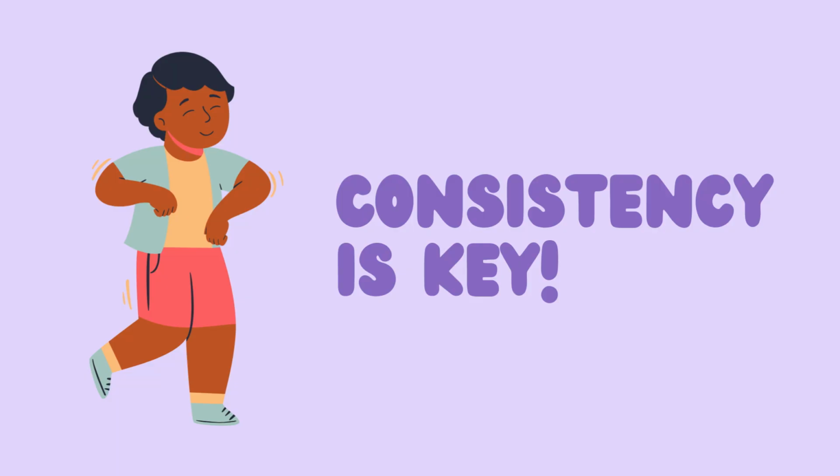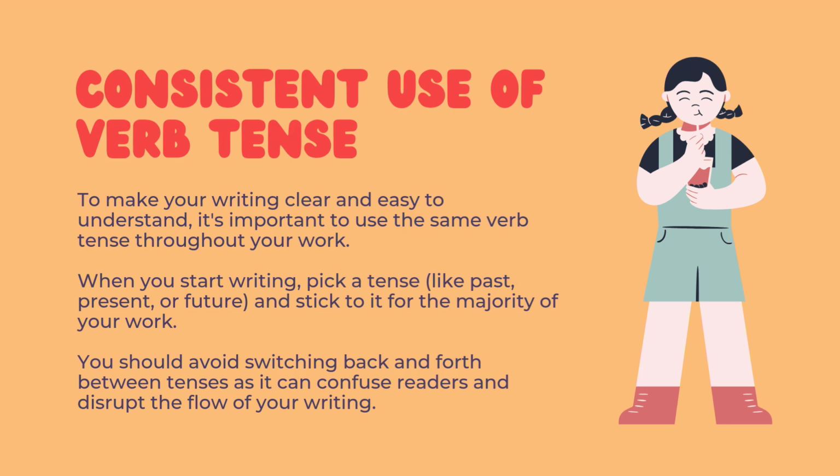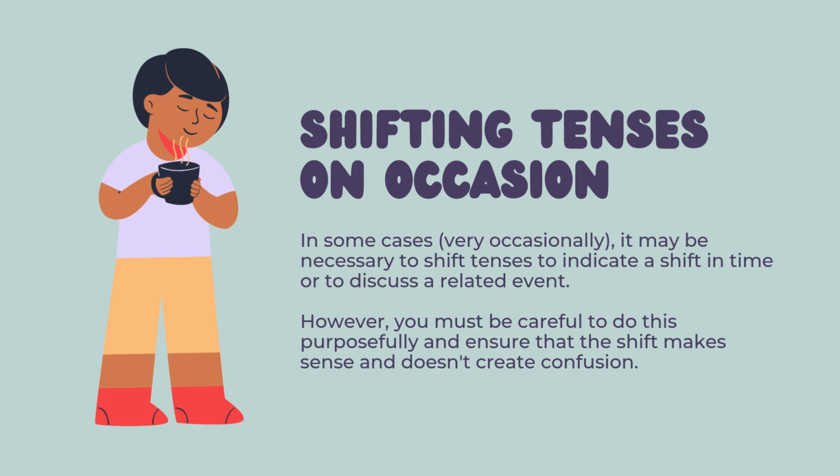Consistency is the key. Consistent use of verb tenses. To make your writing clear and easy to understand, it's important to use the same verb tense throughout your work. Let's see how. Shifting tenses on occasion. In some cases, it may be necessary to shift tenses to indicate a shift in time or to discuss a related event. However, you must be careful to do this purposefully and ensure that the shift makes sense and does not create confusion.